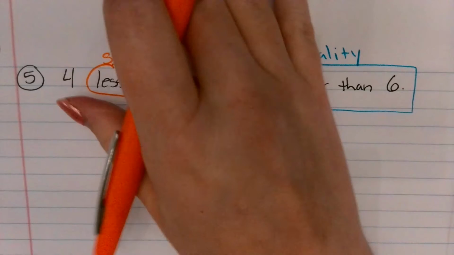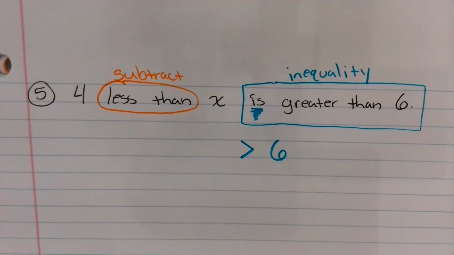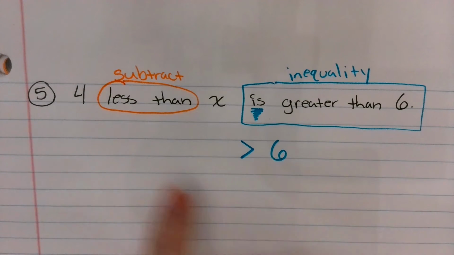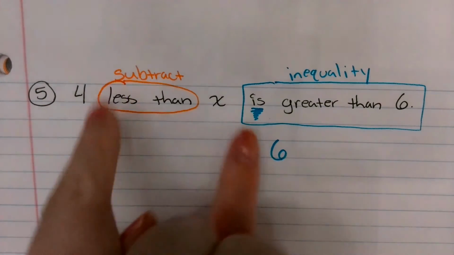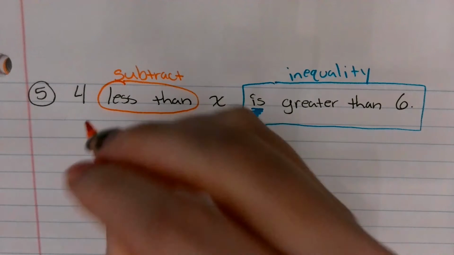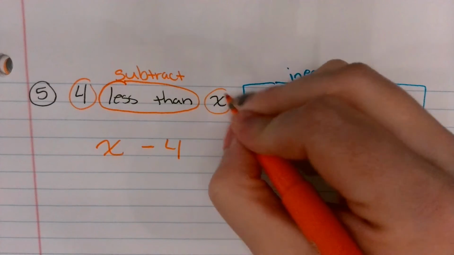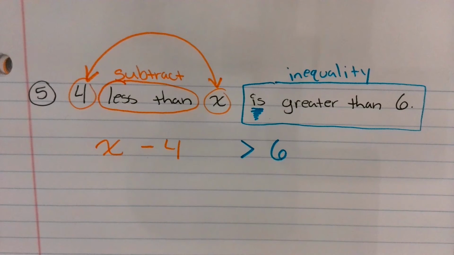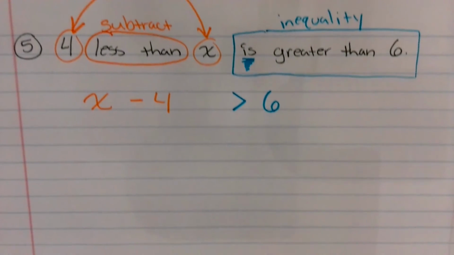So the term less than, that's an order changing operation. It reverses the order of your problem. So it's not going to be 4 minus x, it's going to be the reverse. You're going to switch it, x minus 4. So you're taking the 4 and the x and you're actually going to reverse them. You're going to interchange them. x minus 4 and you get greater than 6. x minus 4 is greater than 6.